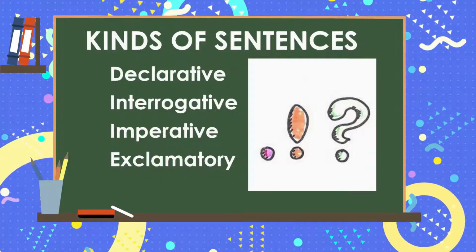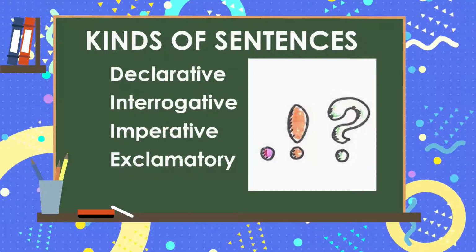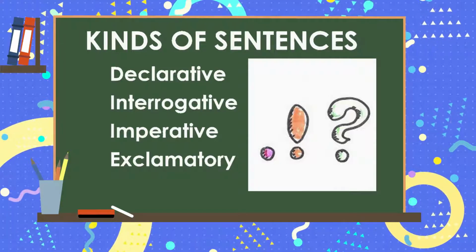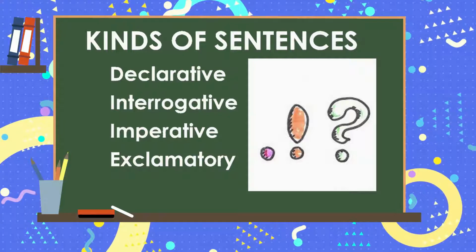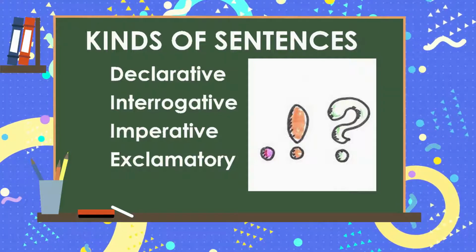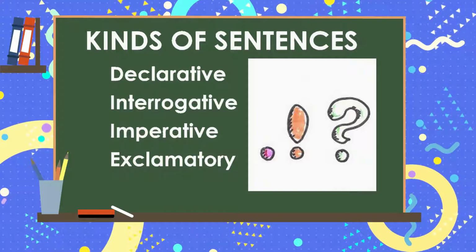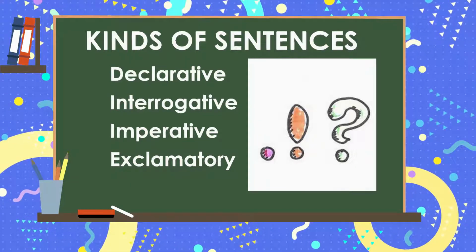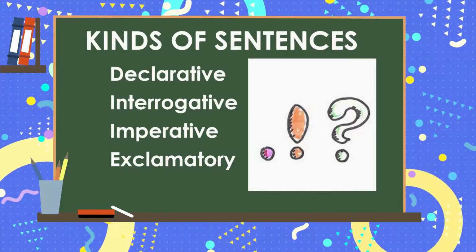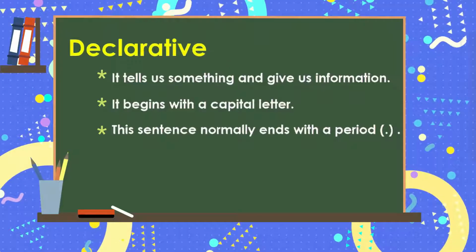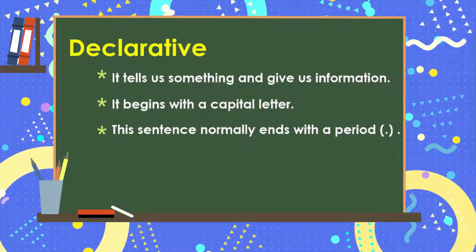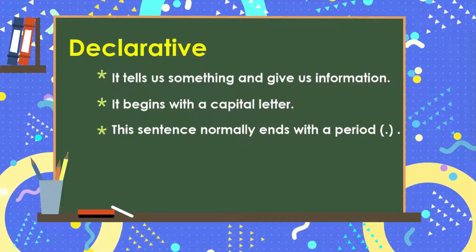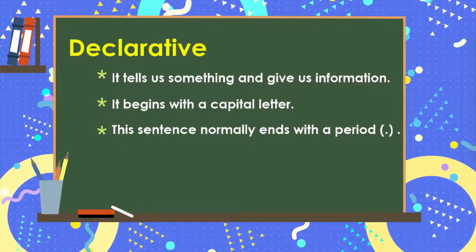Sentences can be used to express different ideas. To fully understand, here are the 4 different kinds of sentences according to use. First, declarative sentence. Second, interrogative sentence. Third, imperative sentence. And fourth, exclamatory sentence. A declarative sentence tells us something and gives us information. It begins with a capital letter. This sentence normally ends with a period.